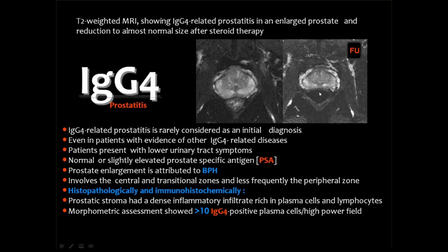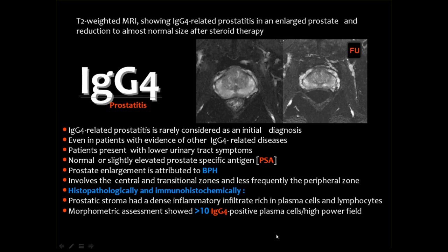And even in patients with other IgG4 related diseases, you cannot diagnose this as IgG4 related prostatitis. The symptoms are almost similar to the symptoms of prostatic enlargement. The PSA level may be normal or slightly elevated, and by imaging, the prostate is enlarged, similar to benign prostatic hyperplasia. The disease affects the central part of the gland and spares the peripheral zone of the gland.